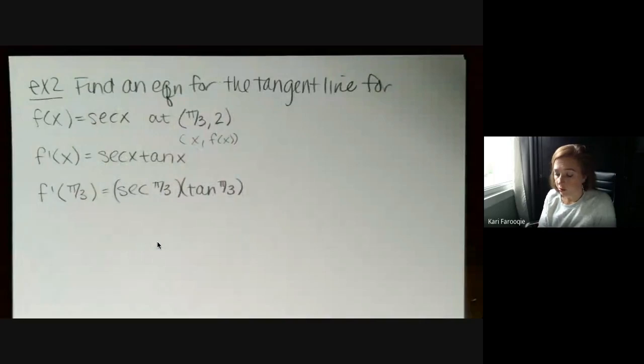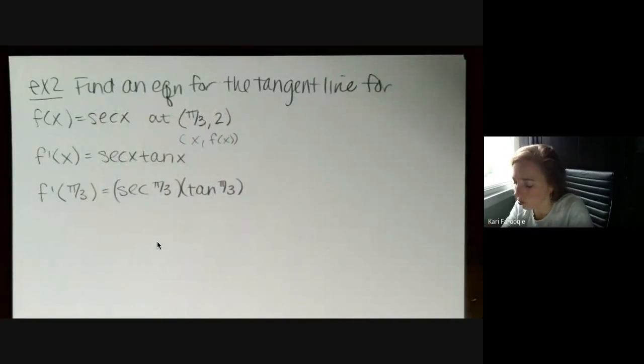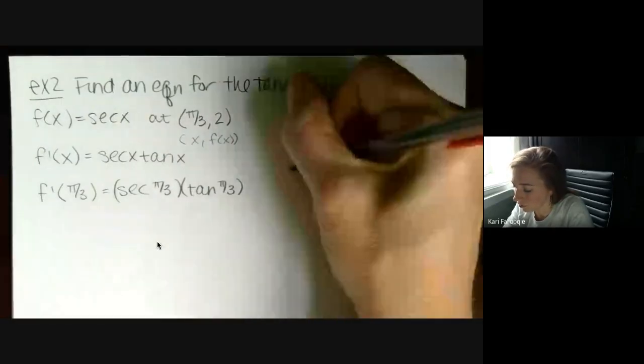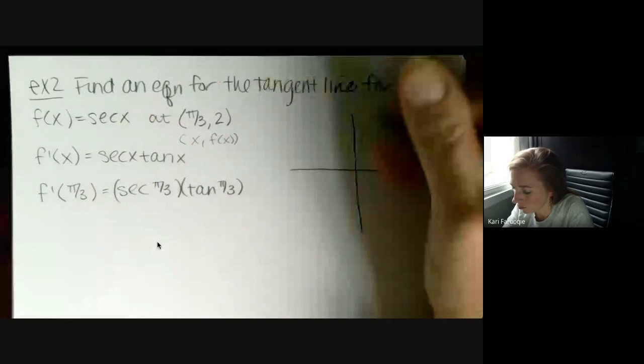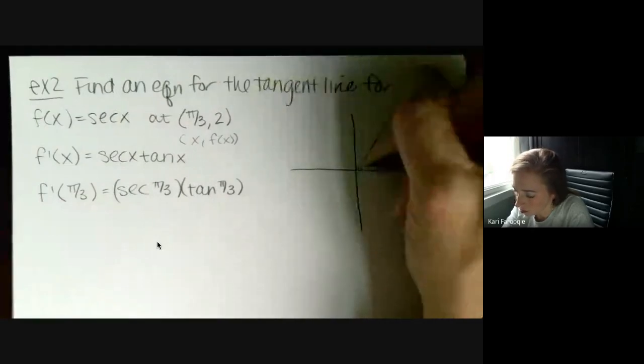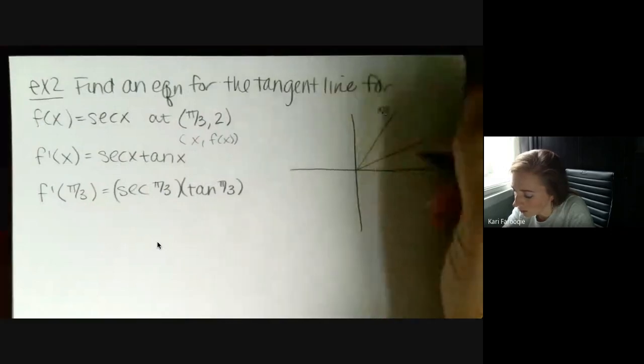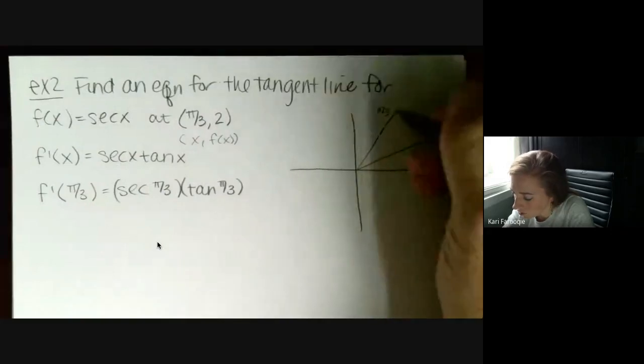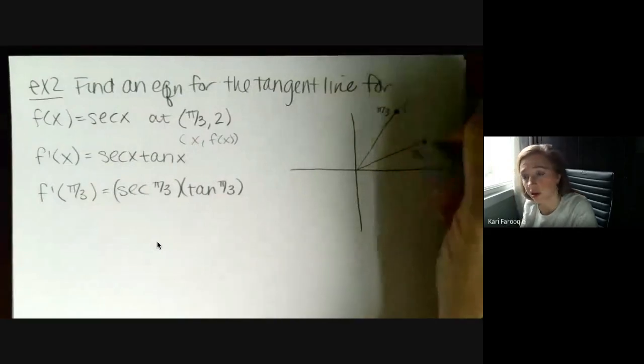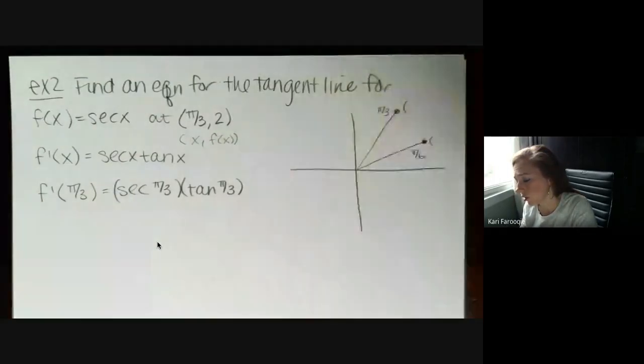Now, if you don't remember the secant of pi over 3 and the tangent of pi over 3, I hope you will at least remember the sine and the cosine at pi over 3. If you're looking at your unit circle, pi over 3 is about right here. This one is pi over 6. Remember that on the unit circle, the x coordinate of the point corresponds to the cosine value, and the y coordinate corresponds to the sine value.